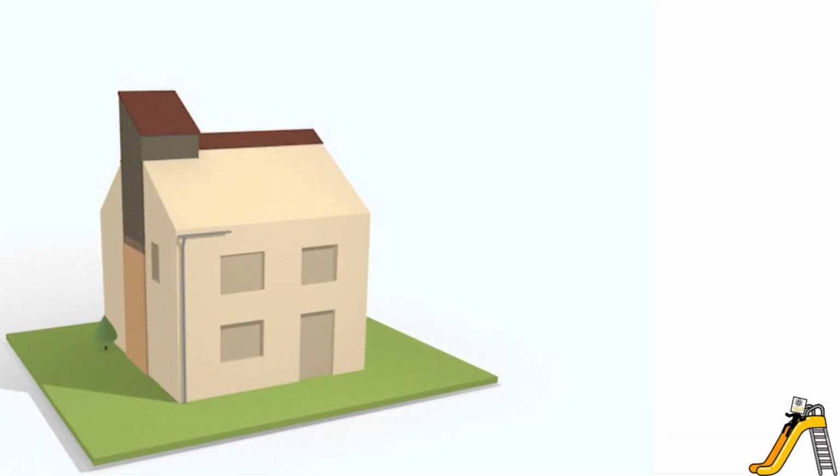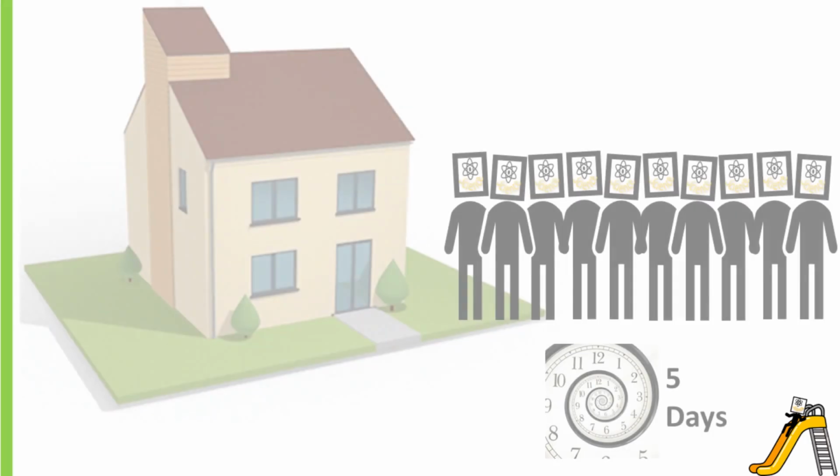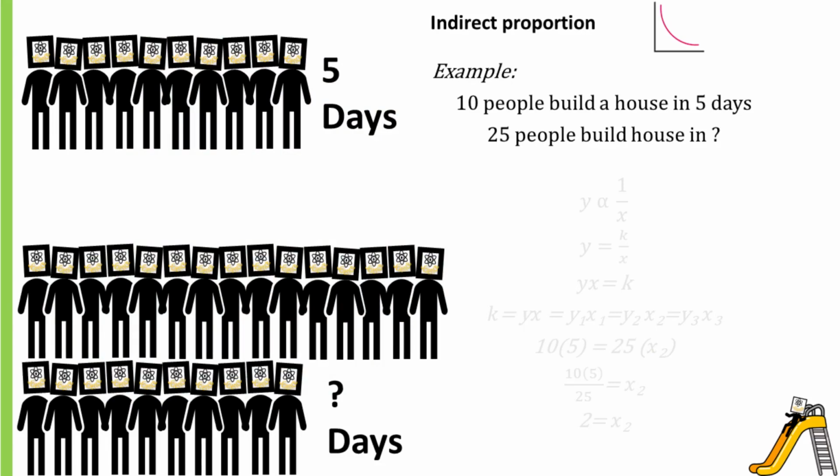With indirect proportion, there is a task that needs to be completed, and in this example, we are building a house. I have asked 10 science guys to build a house, and they take 5 days. Now I want to know how long it will take 25 science guys to build the same house. In this example, the number of people is indirectly proportional to the number of days it's going to take. So if I have 10 people and they take 5 days, 25 people should take fewer days.